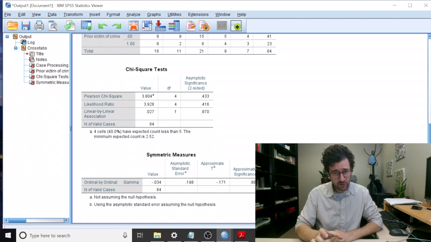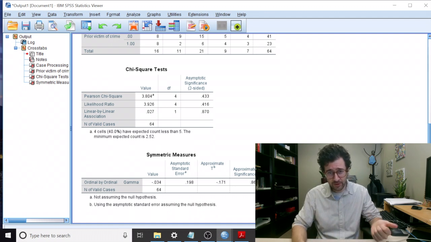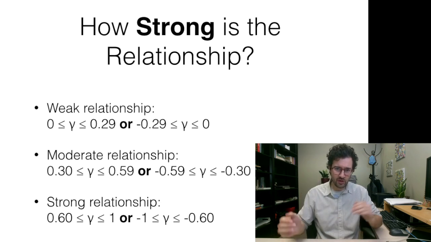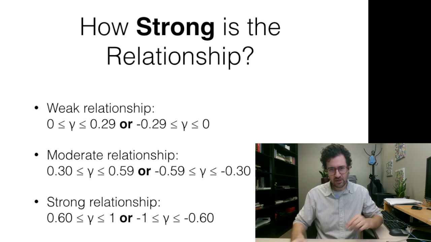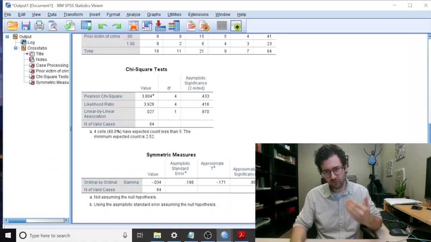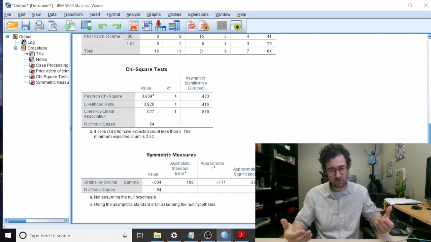Now the smaller this value is, so the closer to 0, the weaker the relationship. The larger the value is, so closer to 1 or negative 1, the stronger the relationship. So here I have this table, and this table shows you ways to take those gamma values and break them down into assessments of weak, moderate, and strong. So looking at this value here, it equals 0.034. 0.034 is between 0 and 0.29. This would let us know that at best, we have a weak relationship between prior victimization and fear of crime in the surrounding areas around campus.